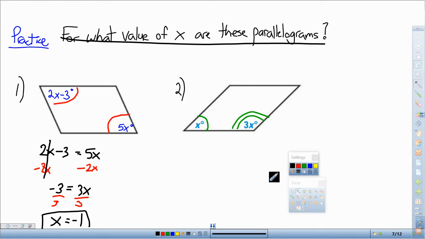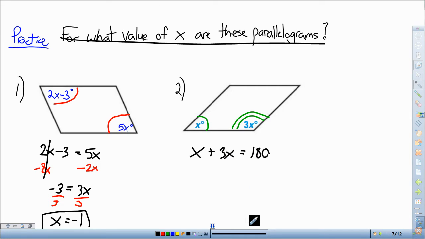But I know since they're consecutive, they add to 180. So that's my equation on this one. This angle, x, plus this angle, 3x, needs to equal 180 degrees. Okay, that's the hard part. From here, we're just kind of solving. So, x and 3x gives me a 4x equals 180.